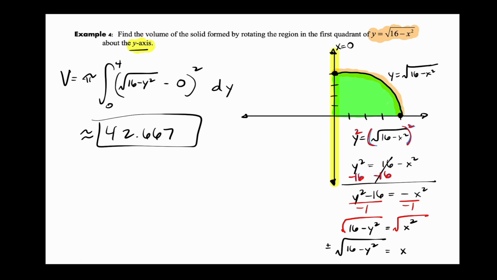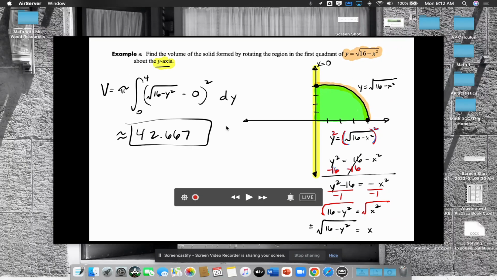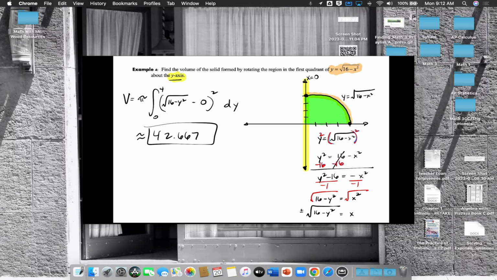Alrighty. Okay, so I'm going to give you one more to do, and then we'll be done. Find some space to do this one somewhere.